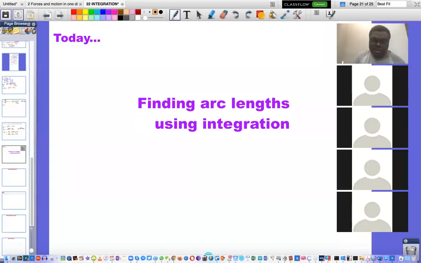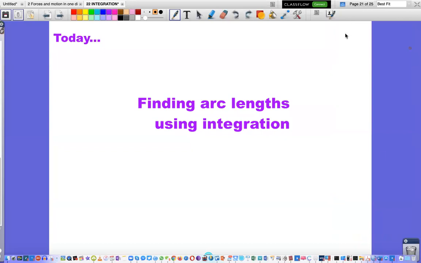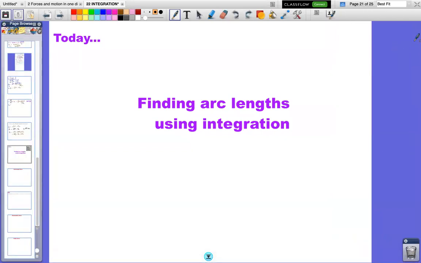Good morning, everybody. I will get to the point. For today's class, I'm going to derive a couple of formulas, and then you will use those formulas to solve problems. So we are talking about how to find the arc length using integration.